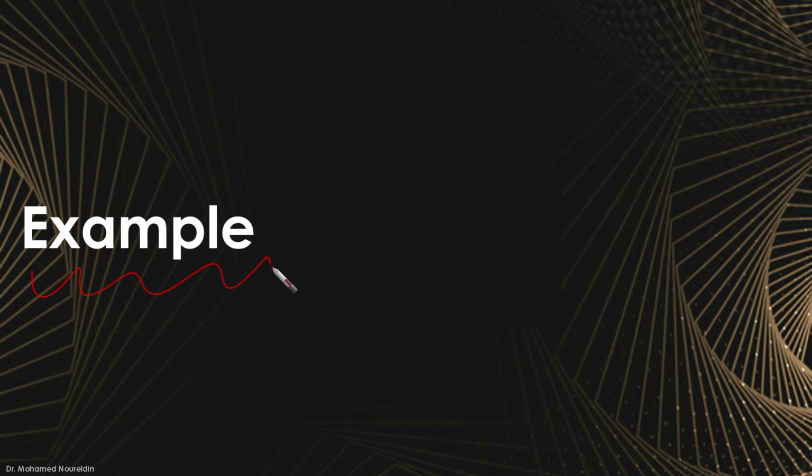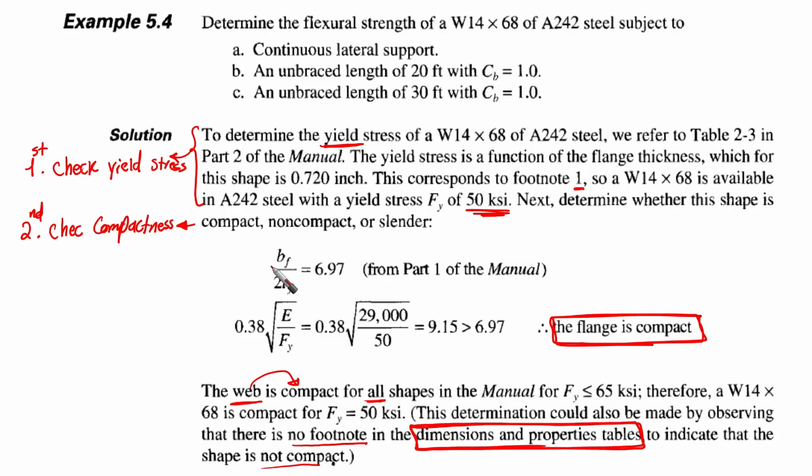We have discussed much regarding parameters. Let's go and have an example now. First of all, this example is related to determining the flexural strength of a W14x68 of A242 steel. This is a little bit new for us. We didn't use it before. We're going to talk about three different cases here.